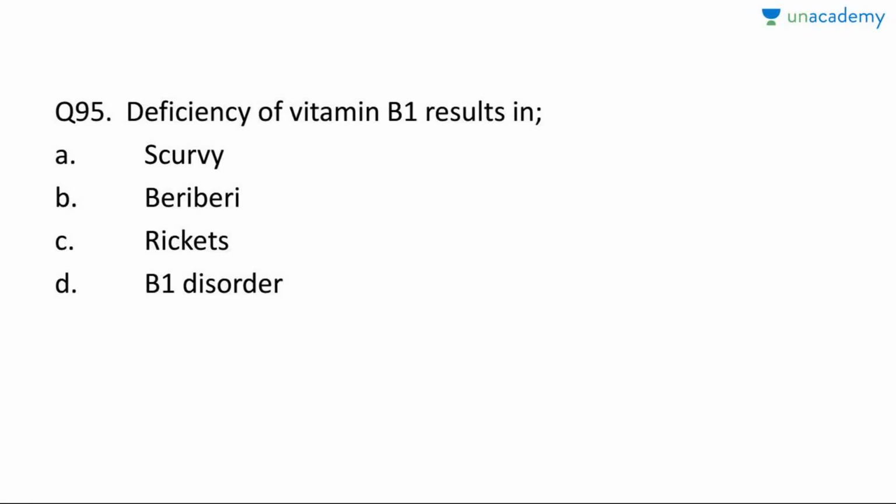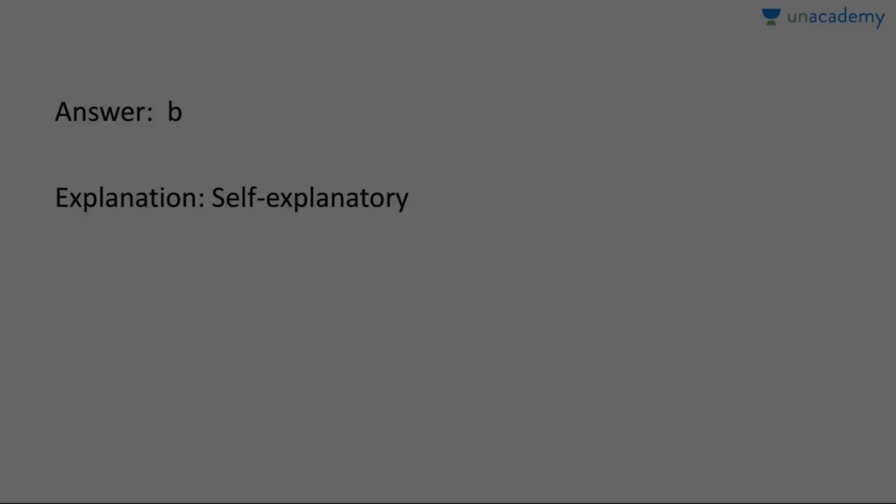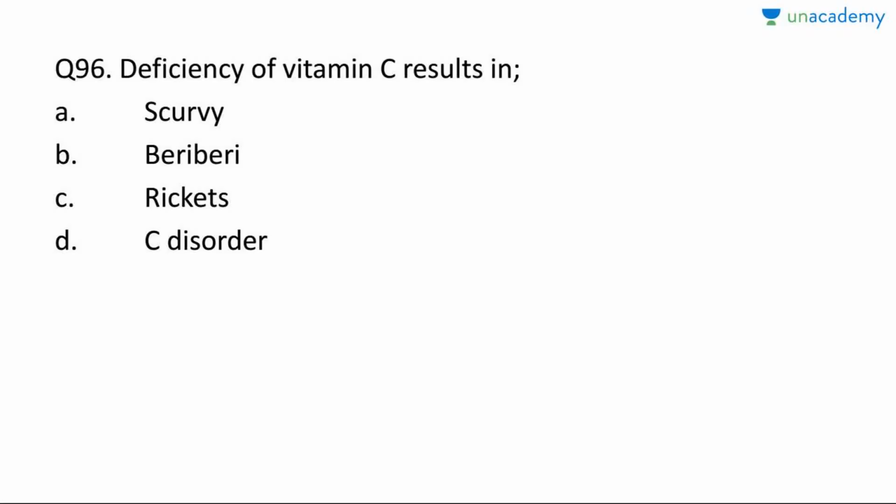Question number 95. Deficiency of vitamin B1 results in. So scurvy is caused by deficiency of vitamin C. Beriberi is caused by deficiency of vitamin B1. Rickets is caused by deficiency of vitamin D. And B1 disorder, there is nothing like B1 disorder. This is just to fool you. Answer here is B, that is beriberi. Now it is wet beriberi, dry beriberi. You don't have to understand. You don't need to become a doctor. Just remember superficial things.